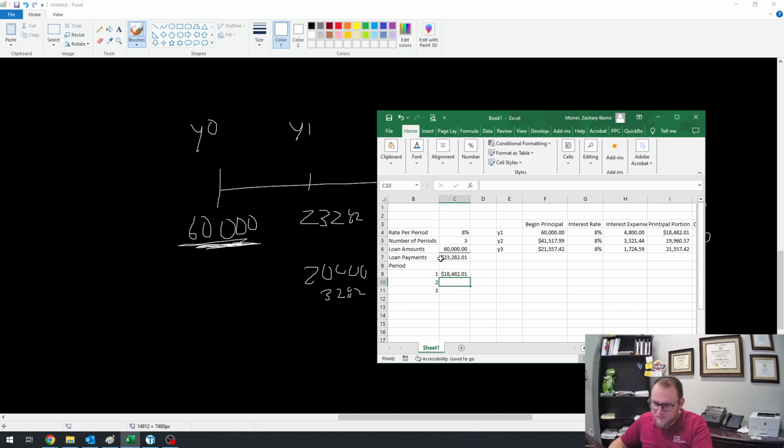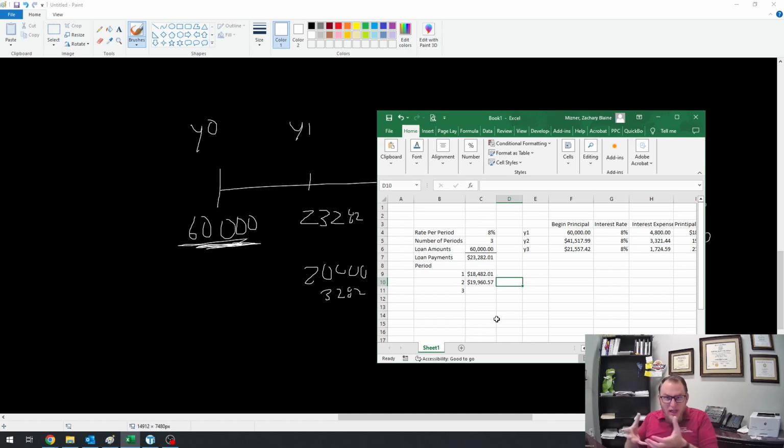So again, negative PPMT, so our rate, which period are we looking at? How many total periods are there? And the loan, we get the same number. So Excel will also tell you how much of each payment is going to be applied to principal.